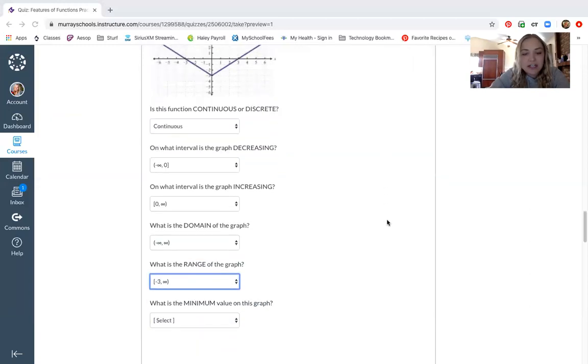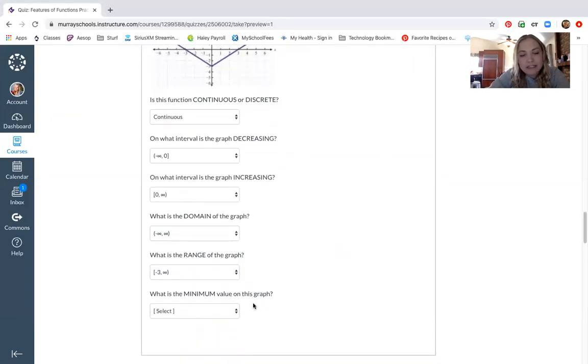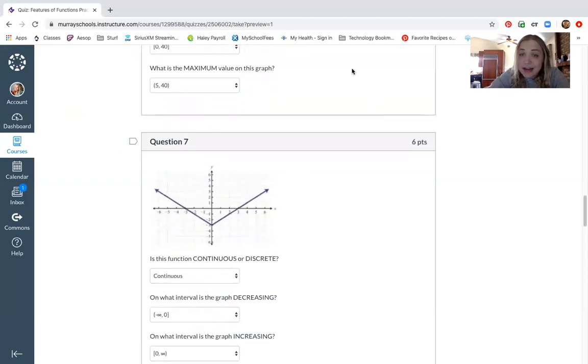Oh, there's one more question. What is the minimum value on this graph? Okay, looking at this graph, minimum means smallest. So what is the lowest point possible on this graph? Right here. That answer is not just the number -3. That answer would be over 0 spaces and then down 3. You'd have to write it like an ordered pair.